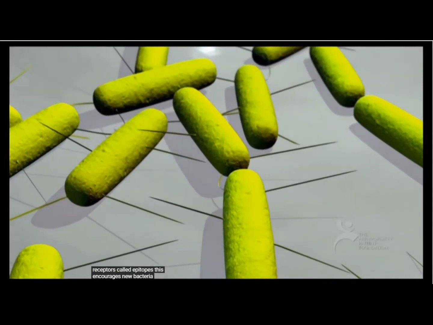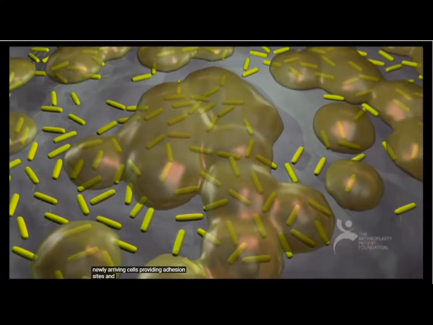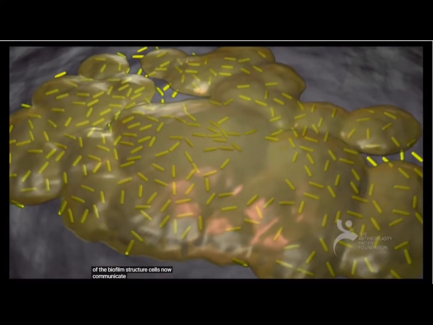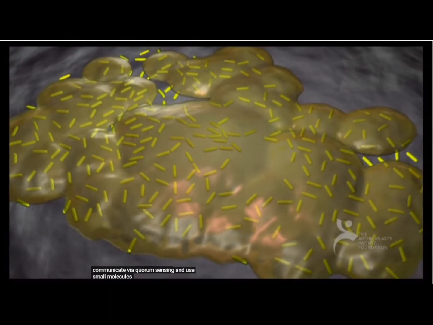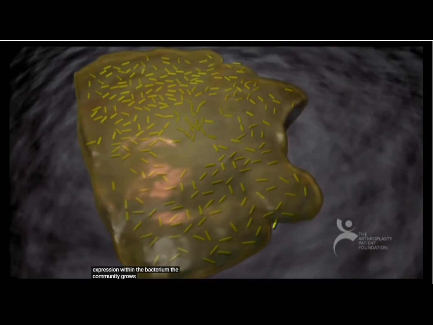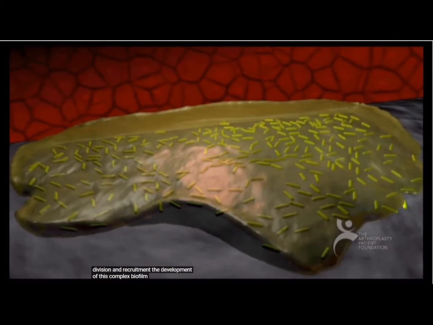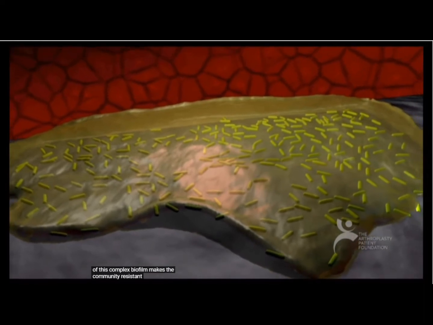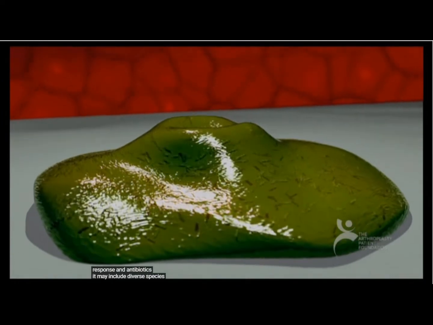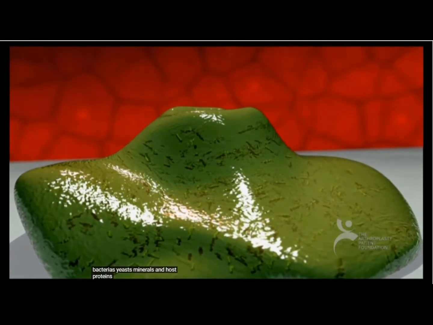This encourages new bacteria to attach to newly arriving cells, providing adhesion sites and building the protective matrix of the biofilm structure. Cells now communicate via quorum sensing and use small molecules to regulate gene expression within the bacterium. The community grows through both cell division and recruitment. The development of this complex biofilm makes the community resistant to the immune response and antibiotics. It may include diverse species of bacteria, yeasts, minerals, and host proteins.